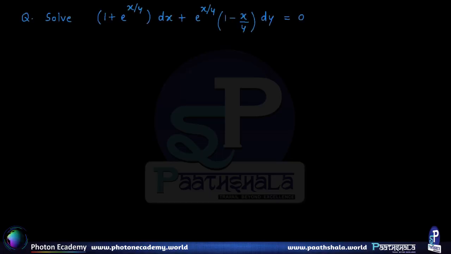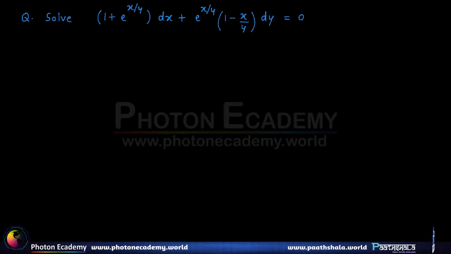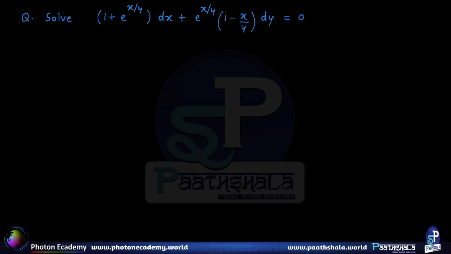Now here is another question based on homogeneous differential equations. We are given that (1 + e^(x/y)) dx + e^(x/y)(1 - x/y) dy = 0. Now here, although we can write dy/dx equal to some function by readjusting the terms and then collecting the required terms on one side, we are observing the term x/y at 3 places, correct?